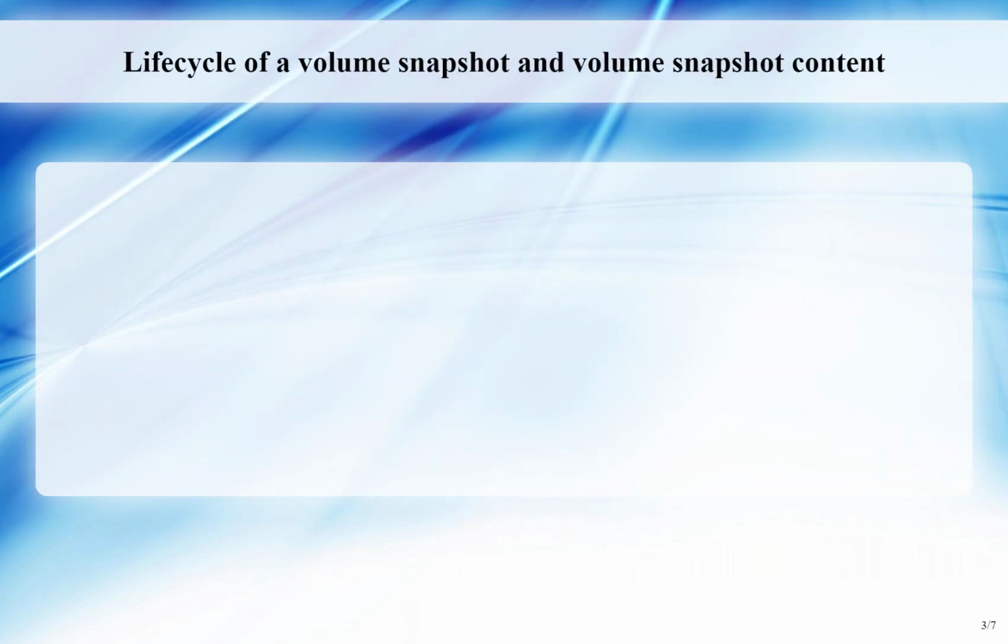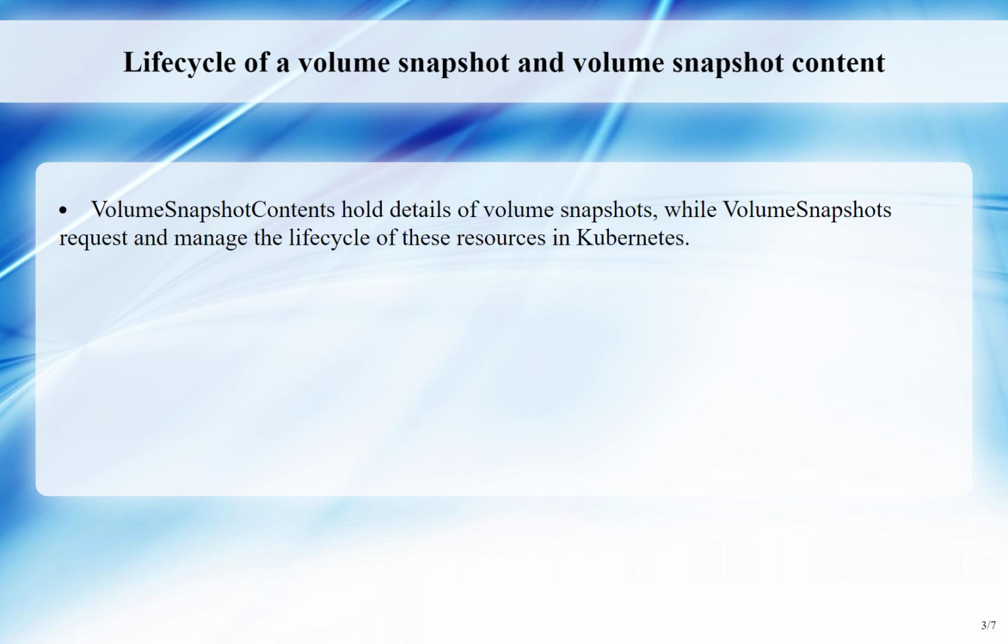Life cycle of a volume snapshot and volume snapshot content. Volume snapshot contents are resources in the Kubernetes cluster that carry details of real volume snapshots on the storage system. Volume snapshots are requests for these resources and follow a life cycle that includes provisioning, binding, protection, and deletion.